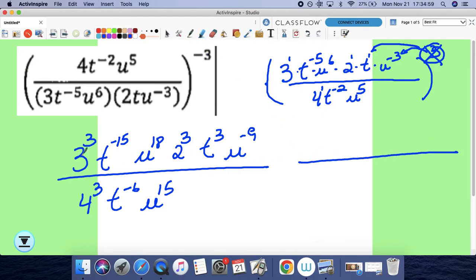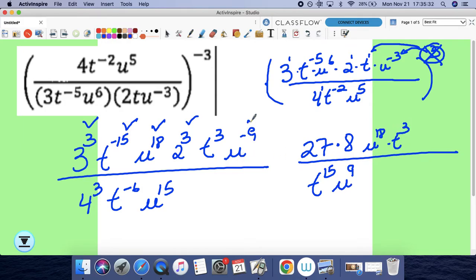Now it becomes the same thing. Can we simplify a few things? So 3 to the third power is 27. I'll put this 2 to the third power right next to it. I'm going to write an 8 right here. And then this t to the negative 15, I'm going to throw it downstairs. It becomes positive. u to the 18th will stay upstairs. t to the third will stay upstairs. And u to the 9th, I'm going to throw it downstairs, right? Because it's a negative exponent.